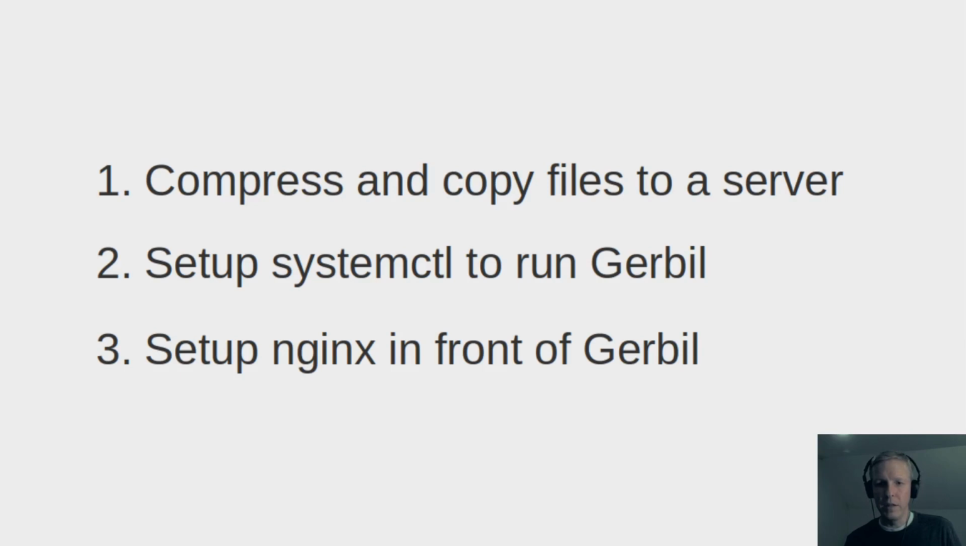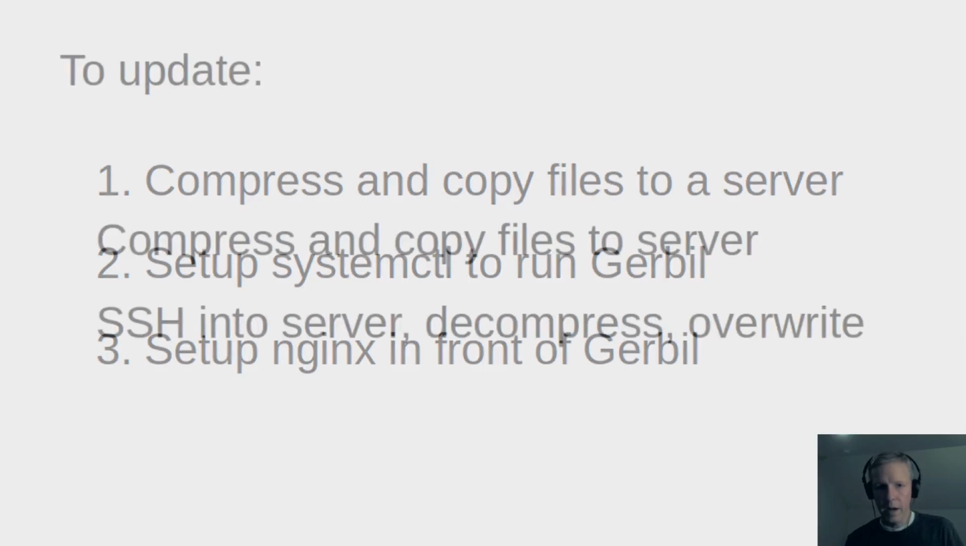I compress the needed files along with the Gerbil binary, and I SCP those to a server, and then I set up Gerbil to run under systemctl. It's fairly straightforward; there's a configuration file setup that you can do. And then I set up Nginx as a reverse proxy to point to Gerbil that's running on port 5000 on that box. So you could use DigitalOcean, you could use Linode, you could use AWS. I set that up that way.